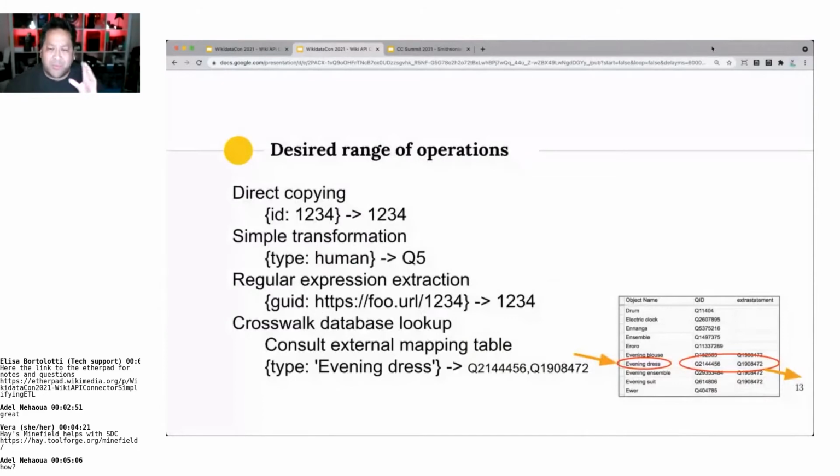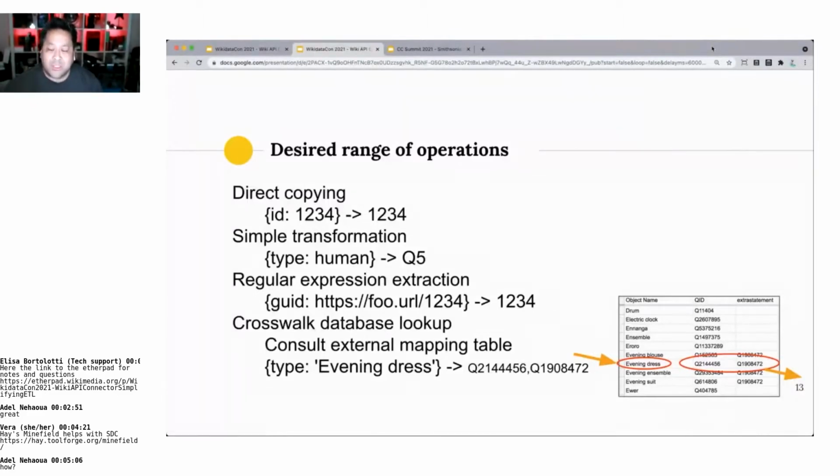Some of the basic things we want to do when we're transforming data from a GLAM entity, for example, to the Commons and Wikidata models is direct copying, right? Here's the ID from the API. I'm just going to copy it over to Commons. That's easy. A simple transformation, like if I see the word human, like the type of thing that's object is a human, I'll map it to Q5 on Wikidata or Commons. So that's something that we'd like to be able to do.